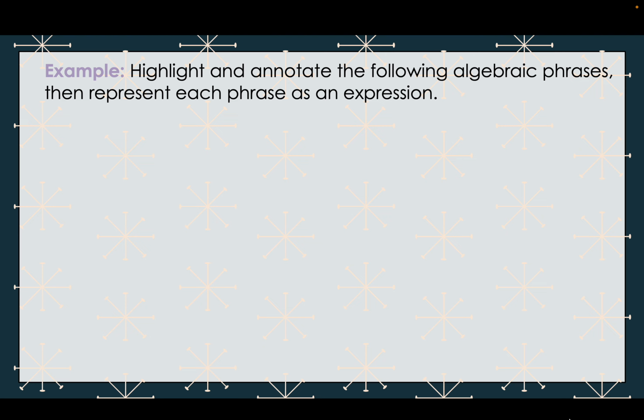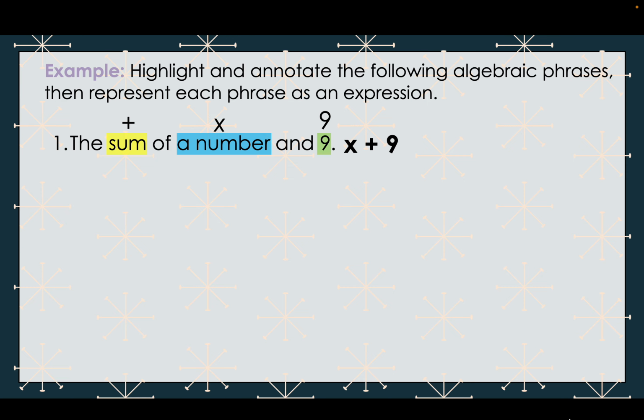So let's go through some example problems. Highlight and annotate the following algebraic phrases, then represent each phrase as an expression. The first one, we have the sum of a number and 9. You can use your foldable to make sure you know the key words for our different operations. In this problem, sum is a key word that represents addition. A number represents a variable, which we call x. And then we want to add a number and 9. So our algebraic expression would be x plus 9.